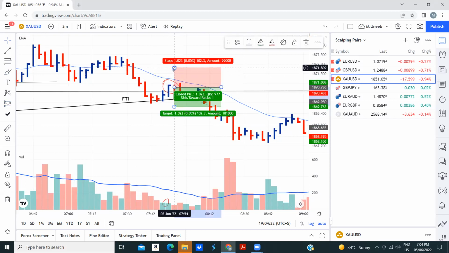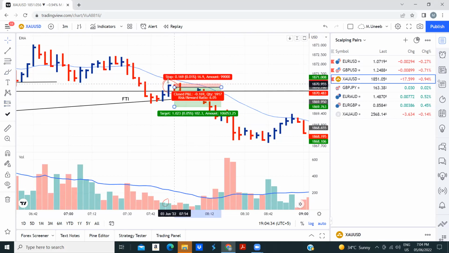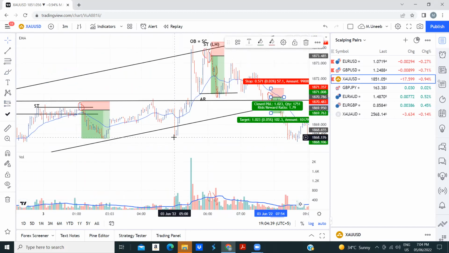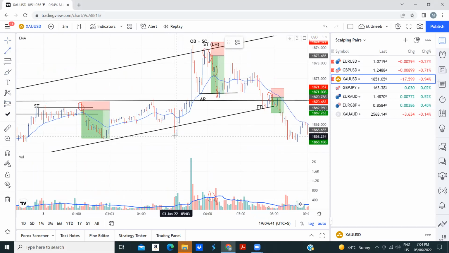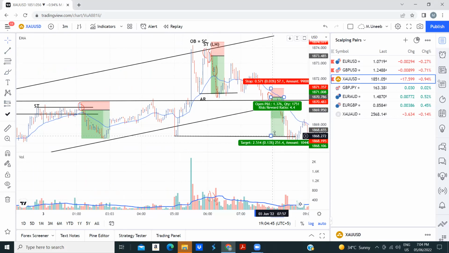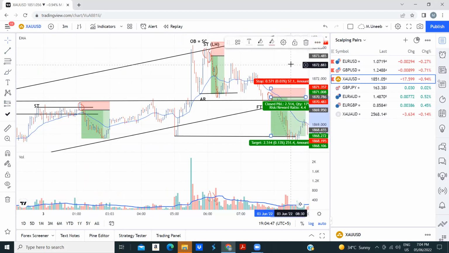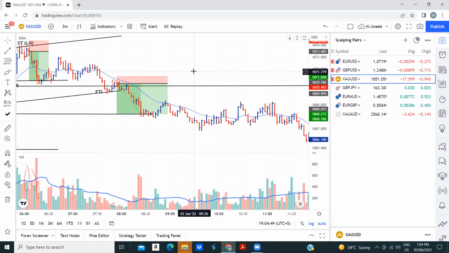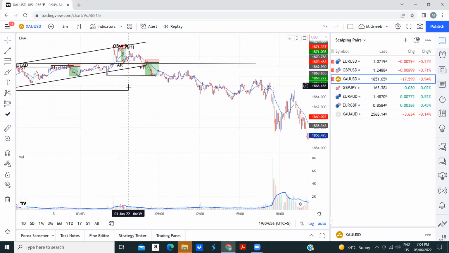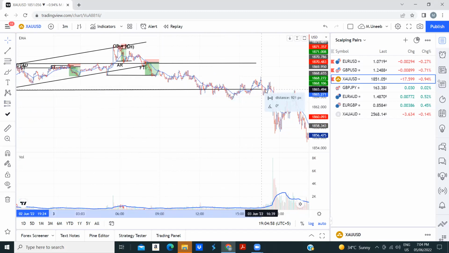Placing a stop loss just above the high of this one, the last high. My take profit would be this one, the last low. Got it? Yes. The final falling through ice will occur at this part.